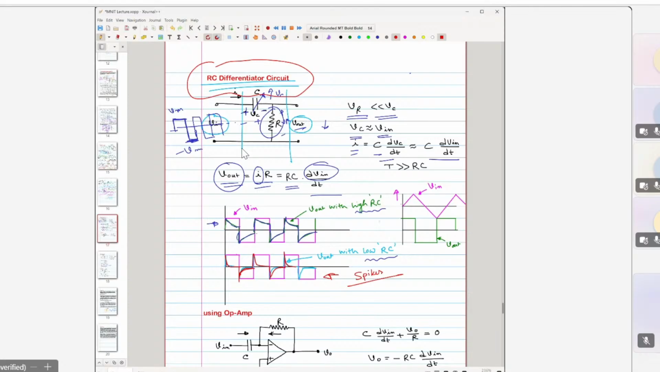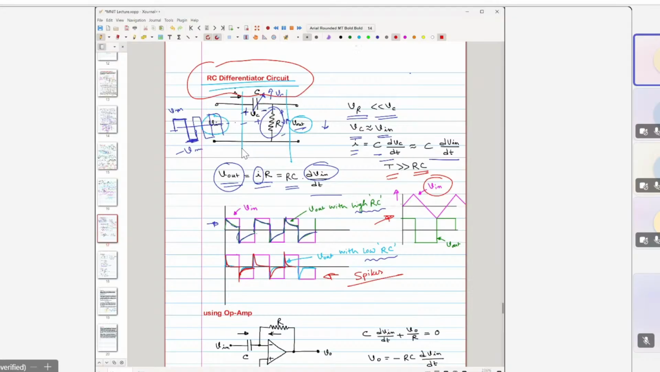Similarly, if instead of a square wave you use a triangular wave for this differentiator, then you can expect to get a square wave, right? So here the condition is that the RC time constant has to be much less than the time period of the signal. That's what we have seen, right? So hopefully you have understood this part.